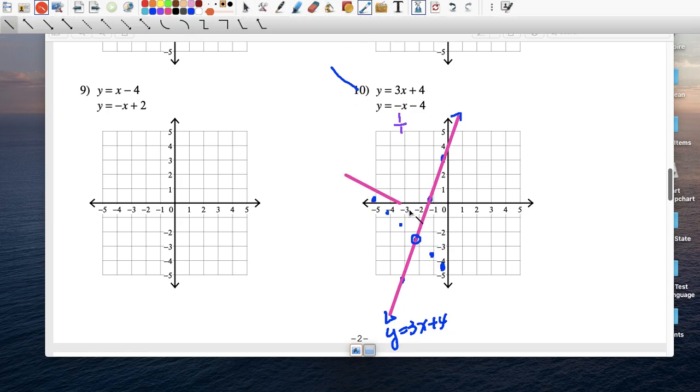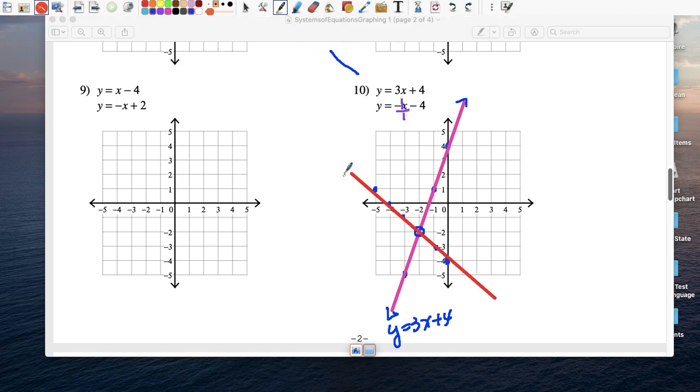Connect the dots. Sorry, I'm going to change colors. So that's my second equation, the equation called y equals -x minus 4. Let's plot it, and notice that we found our point of intersection. That point right here looks like -2, -2. It's the only point that exists in both the purple line and the red line.